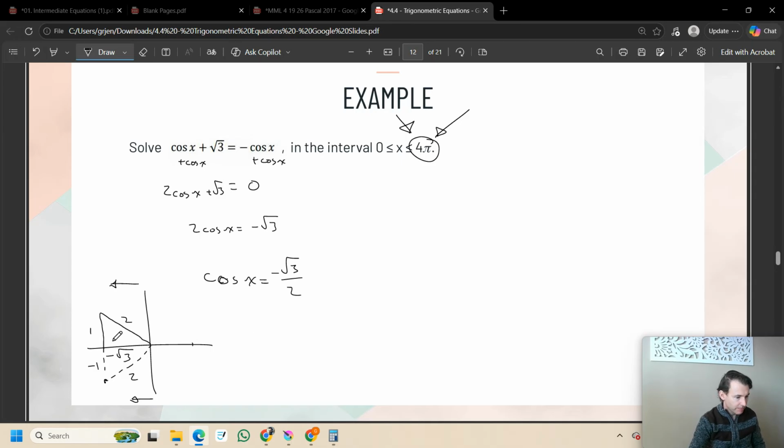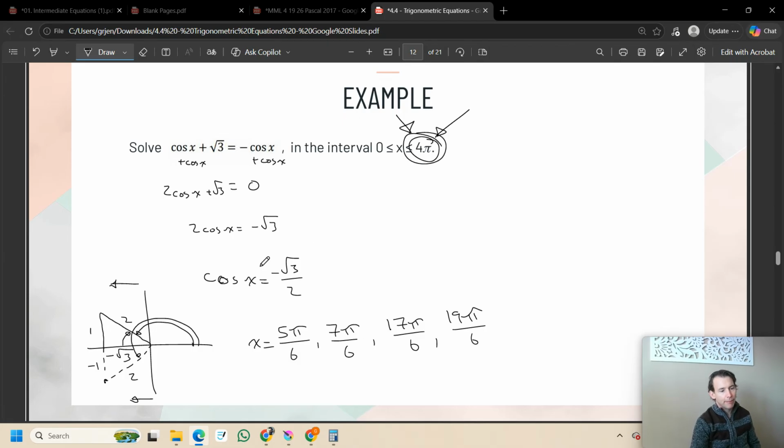This angle here is pi on 6. So this is 5 pi on 6. And this one is 7 pi on 6. So x equals 5 pi on 6, comma 7 pi on 6. And if you're like, but Mr. Jennings, you're not done. You're right. There is also the solution 17 pi on 6 and 19 pi on 6. How did I know that? Okay, I want to go all the way up to 4 pi.